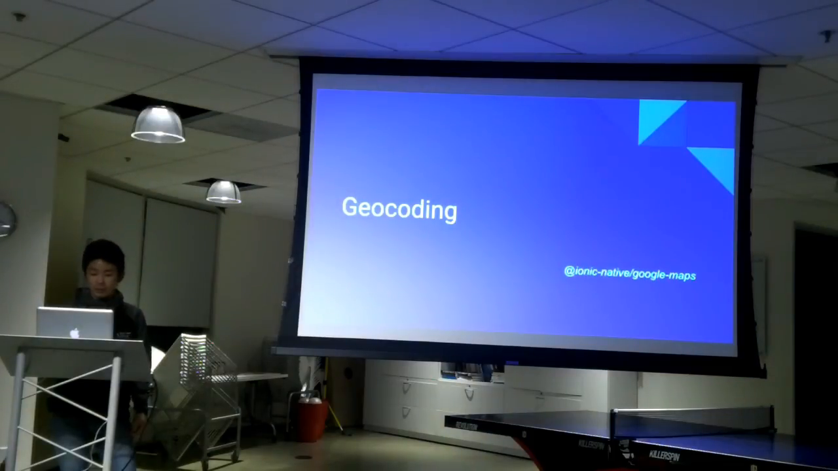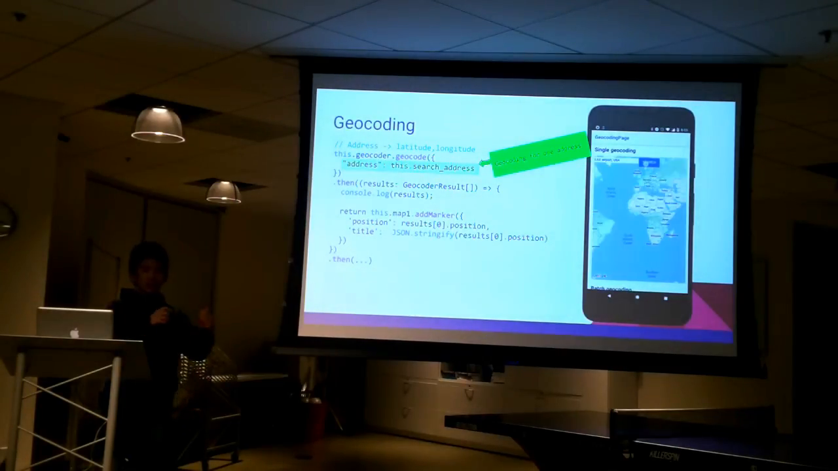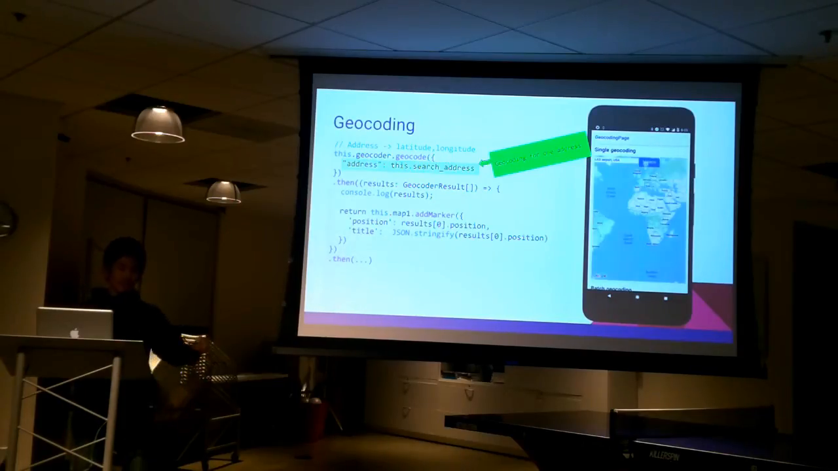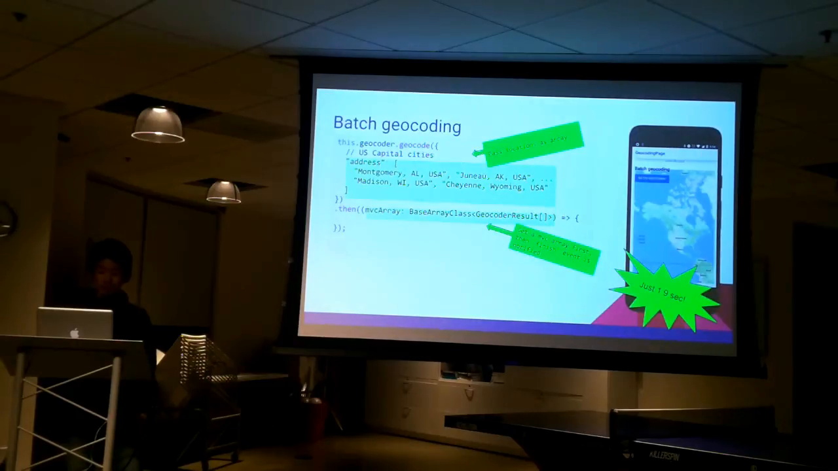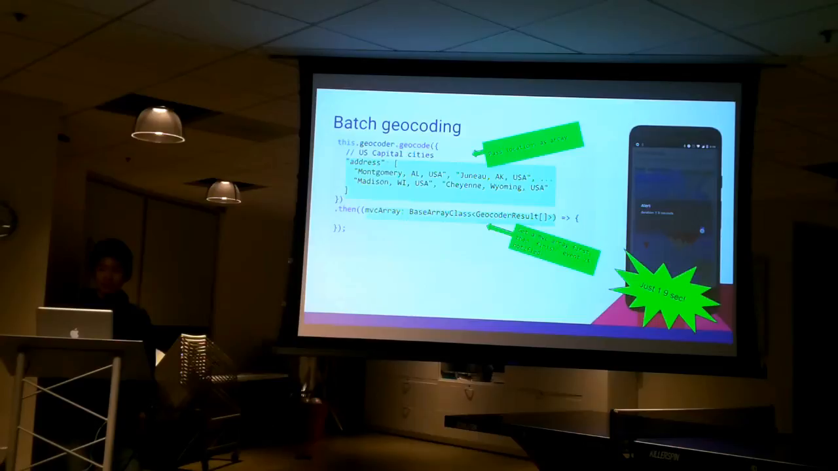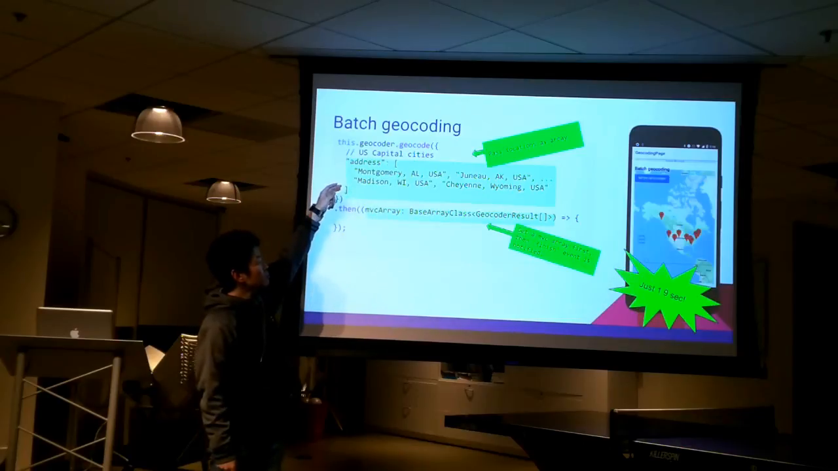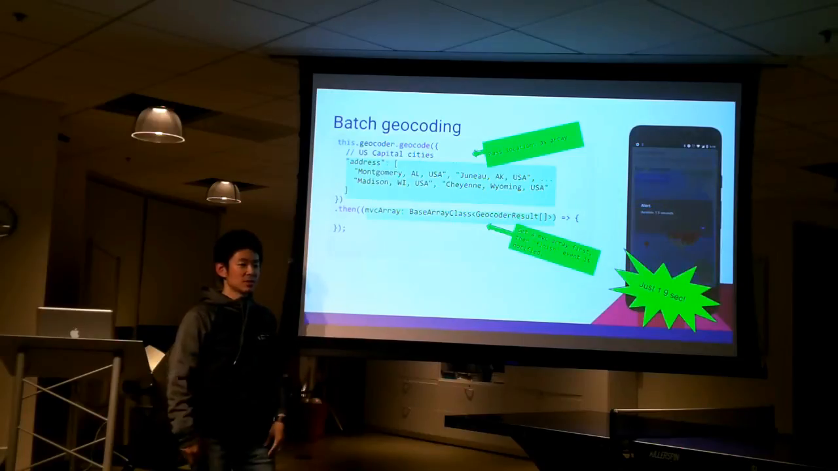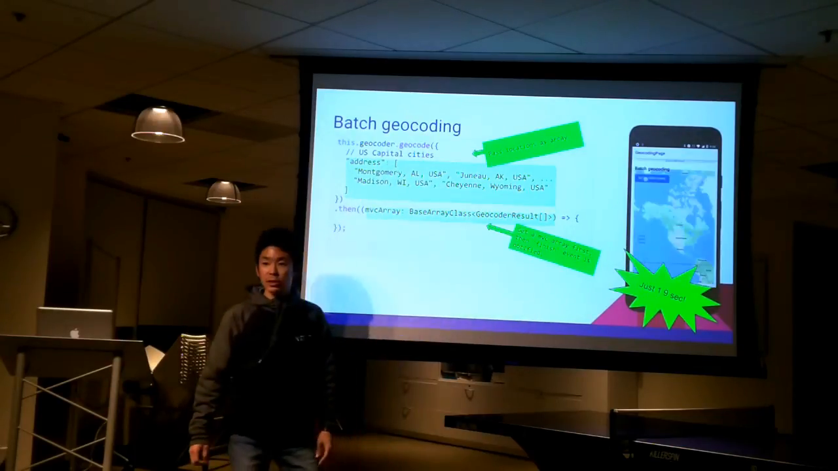So geocoding. Geocoding means converting a physical address to a latitude and longitude pair. Usually another plugin provides just one phrase like this. This plugin provides multiple requests, batch requests. So this is an example: 52 U.S. capital city names, in just 1.29 seconds.